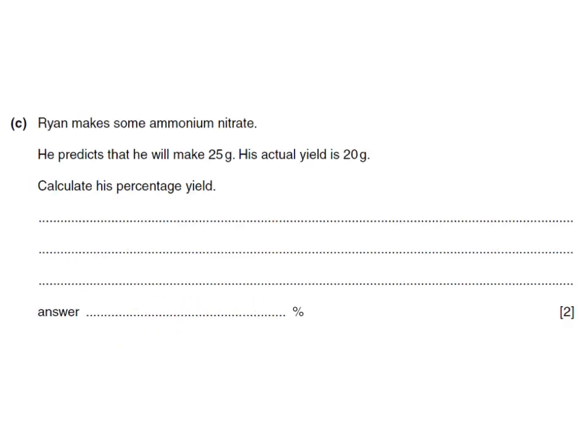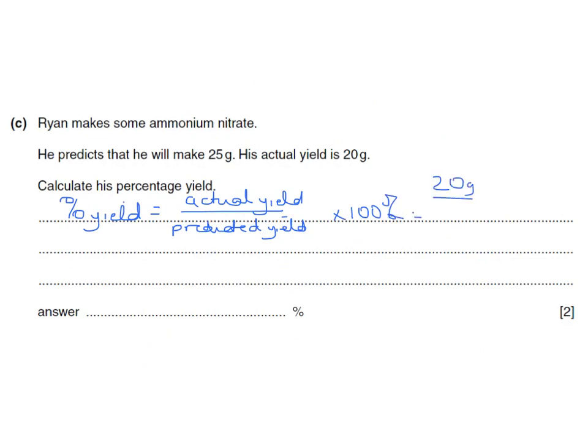And another similar one, Ryan makes some ammonium nitrate. He predicts to make 25 grams. His actual is 20 grams. Calculate his percentage yield. Here, percentage yield equals actual yield over predicted yield times 100% equals 20 grams divided by 25 grams times 100%, and that comes to 0.80 times 100%, which is 80%.